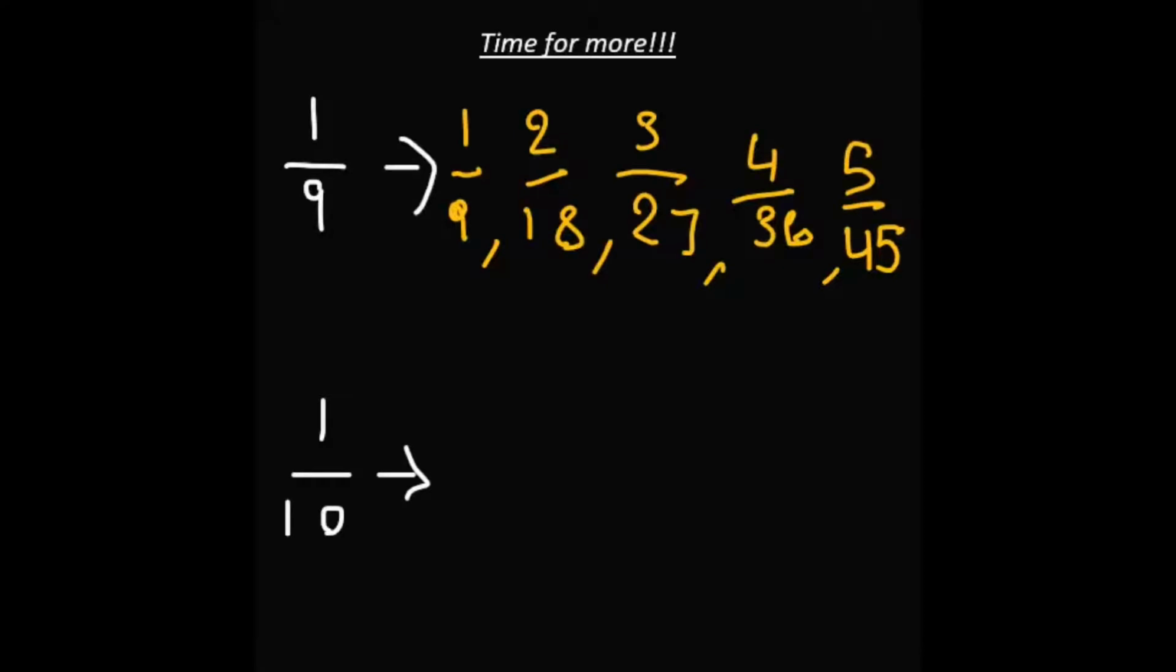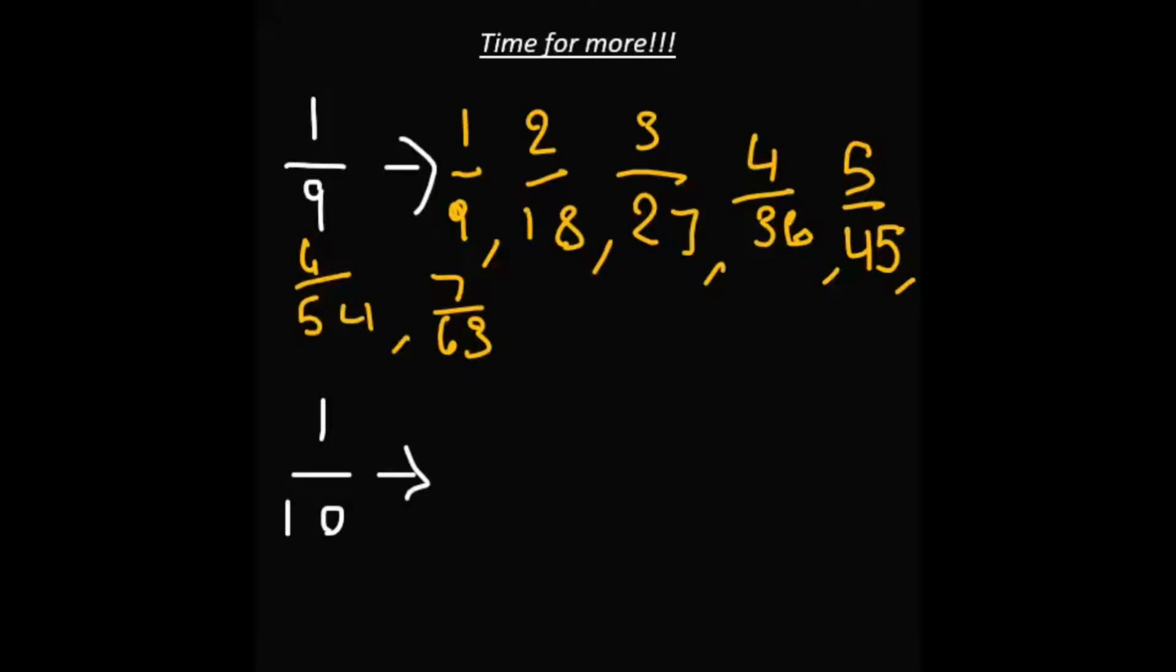So we have 1, 2, 3, 4. So 2 more. Let me just write down the comma there, okay? Now we have times 6. So 9 times 6 is 54. 6 times 1 is 6. Then we have times 7. 7 times 9 is 63. 7 times 1 is 7.